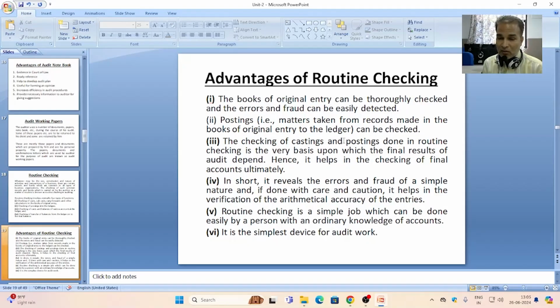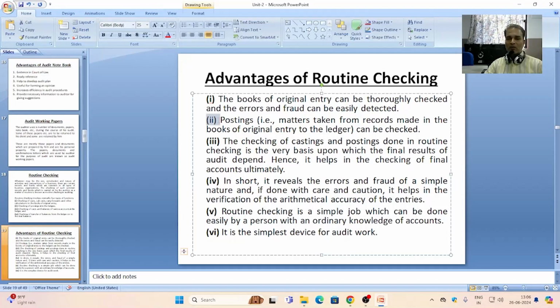Now what is the advantage of routine checking if the common books of accounts are checked by the auditor? Okay, first, the books of original entry can be thoroughly checked and the errors and fraud can be easily detected at the primary stage of recording the transaction in books of accounts.